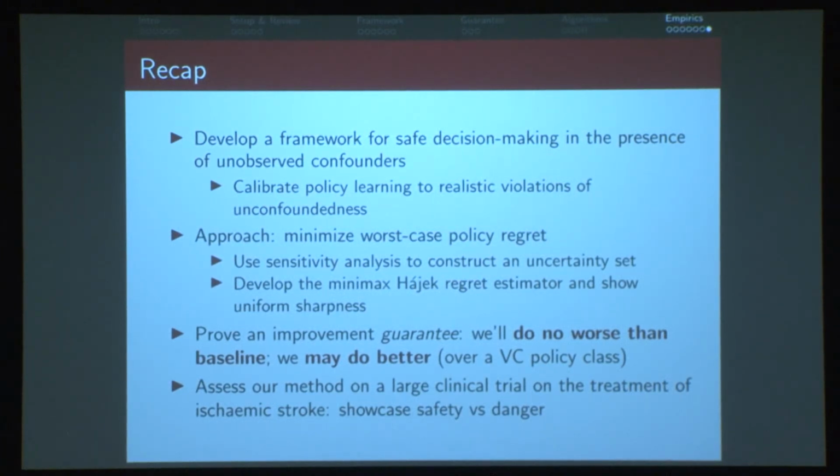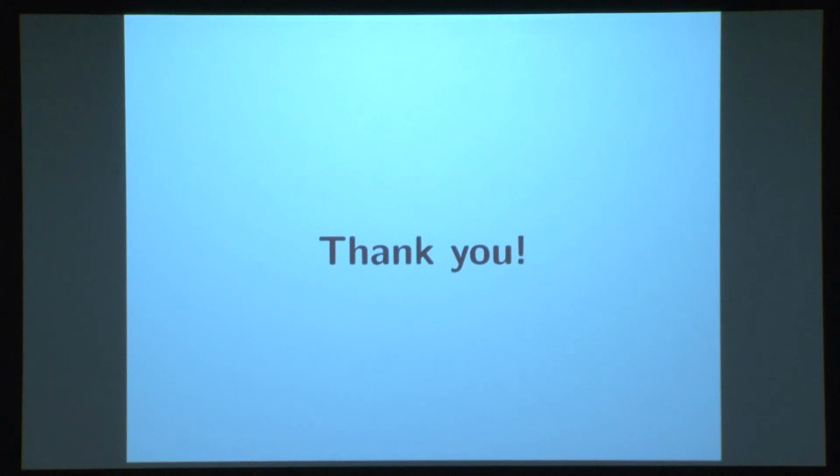The way we did that is to construct this minimax regret estimator and minimize it. Okay? So we minimized the worst case policy regret, which led to this guarantee that we'll never do worse than baseline. And then we assessed it in this ischemic stroke treatment case where we showed that if unconfoundedness indeed doesn't hold, then using methods that assume it is obviously very dangerous. You should try to calibrate your policy learning to these violations. Okay, thank you very much.